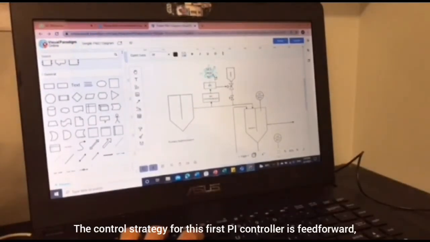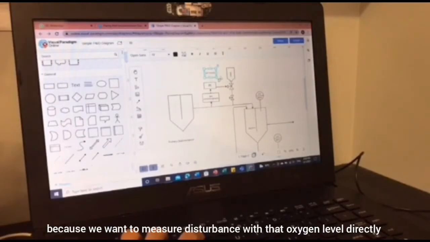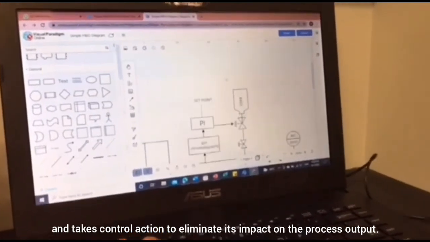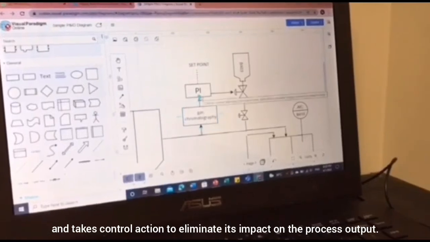The control strategy for this first PI controller is straightforward, because we want to measure the disturbance, that is the oxygen level, directly and take control action to eliminate its impact on the process output.